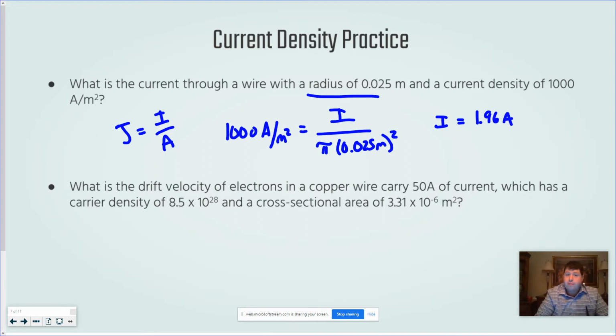Then it asks what's the drift velocity of electrons in a copper wire carrying 50 amps of current, which has a carrier density of 8.5 times 10 to the 28th and a cross-sectional area of 3.31 times 10 to the minus 6th meters squared. So to solve that out, what we want to do is go ahead and set up our drift velocity equation. V_D is equal to I over N A E.